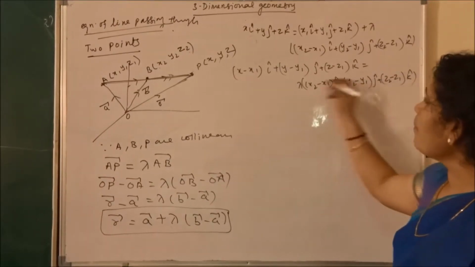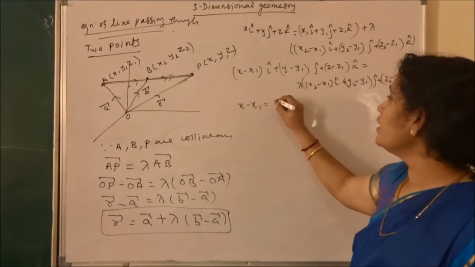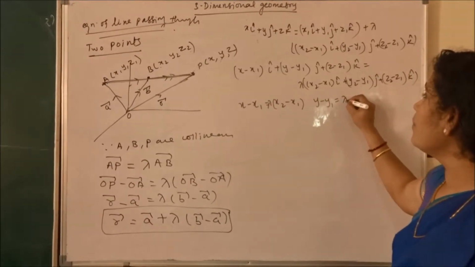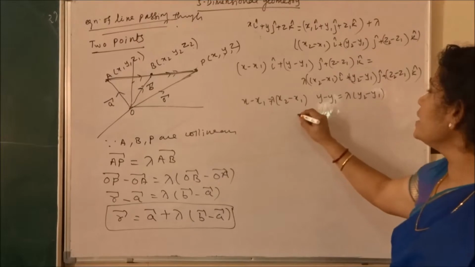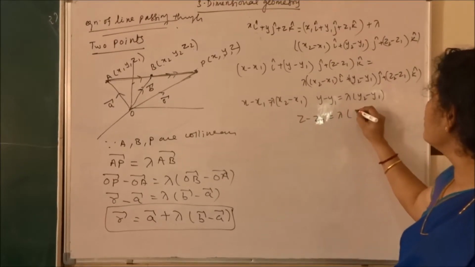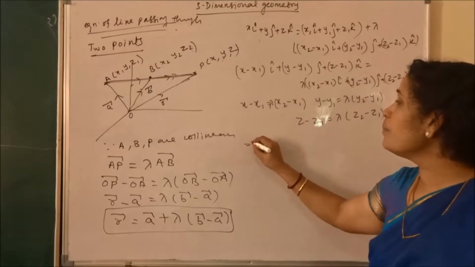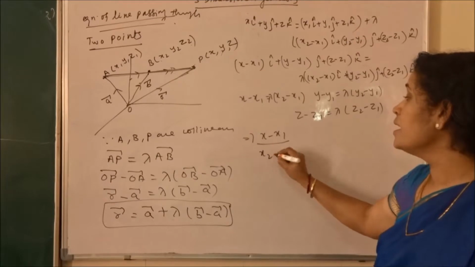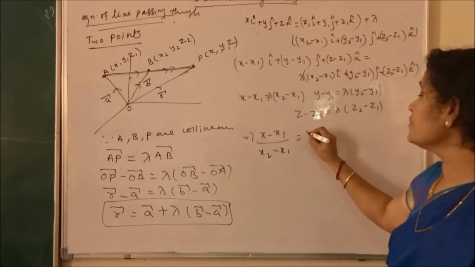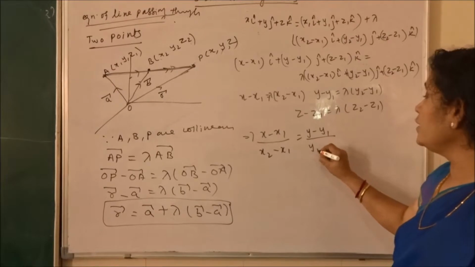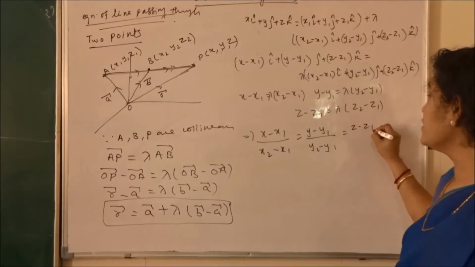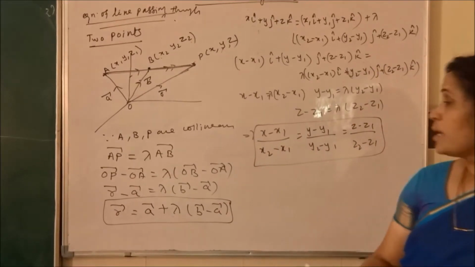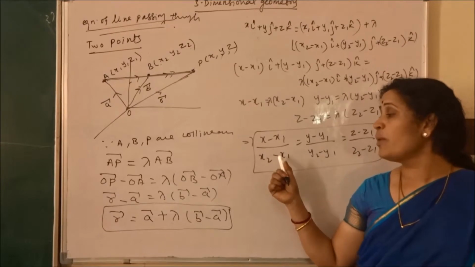Clear? Now if I compare the coefficients on both sides, x minus x1 equals lambda into (x2 minus x1), y minus y1 equals lambda into (y2 minus y1), and z minus z1 equals lambda into (z2 minus z1). This implies the equation of a line passing through 2 points in Cartesian form is (x minus x1) upon (x2 minus x1) equal to (y minus y1) upon (y2 minus y1) equal to (z minus z1) upon (z2 minus z1). So this is the Cartesian form I have given here.